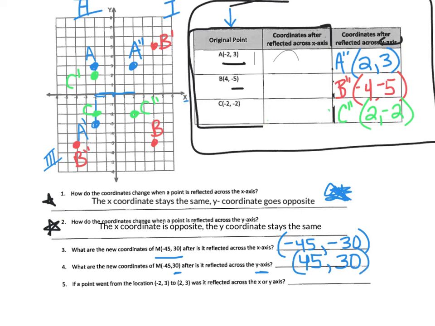All right, and then question number 5, if a point went from -2, 3 to 2, 3, was it reflected across the x or the y axis? I would ask myself, which coordinate stayed the same? Did the x-coordinate stay the same, or did the y-coordinate stay the same? In this case, it was the y-coordinate. See how we have 3 for both of them? So that tells me it was reflected over the y-axis.